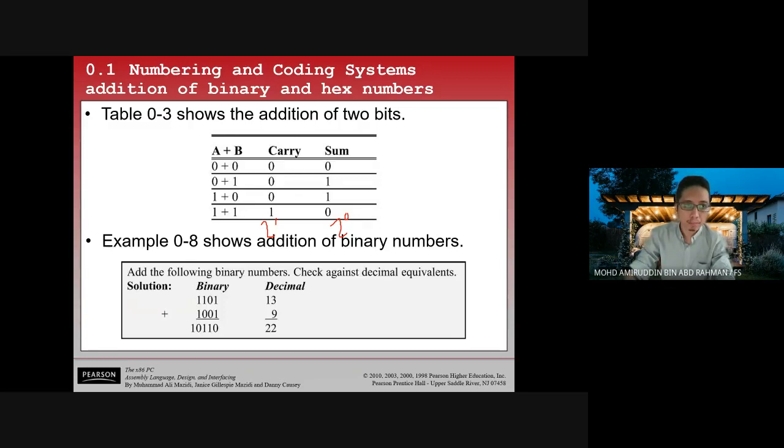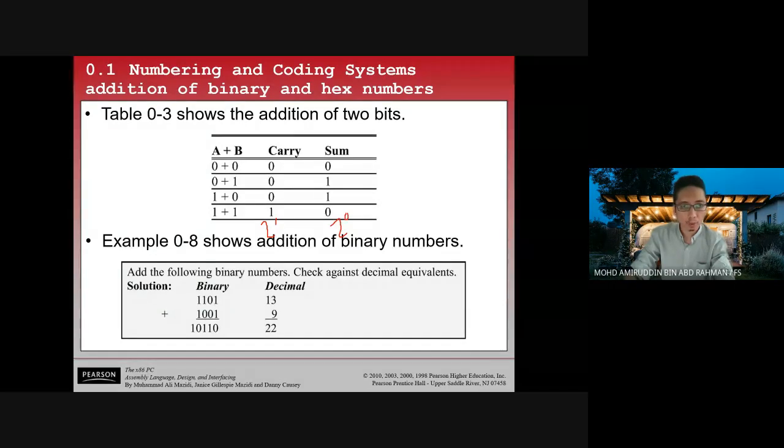we have another example. So we want to add the binary numbers. We need to check against its decimal equivalence. All right, so whether it is similar or not, so we just sum up. So this is the way we sum up the binary number. Let's say over here we have the binary. Okay, 1 plus 1, it will be 2, right? So it will be 1, 0.